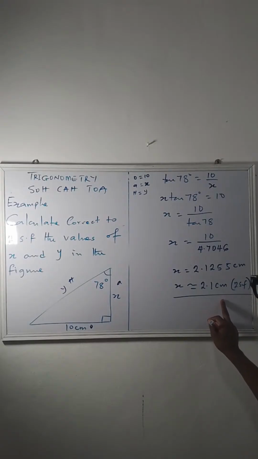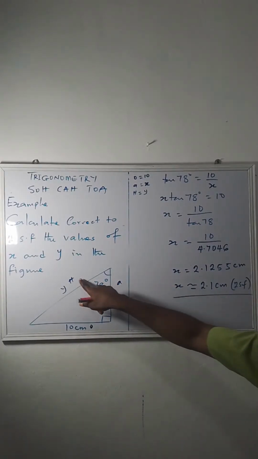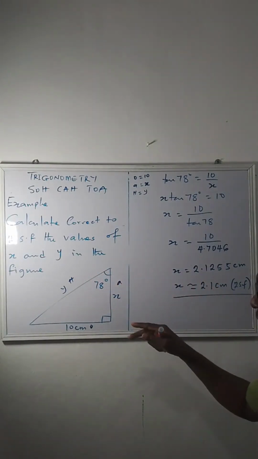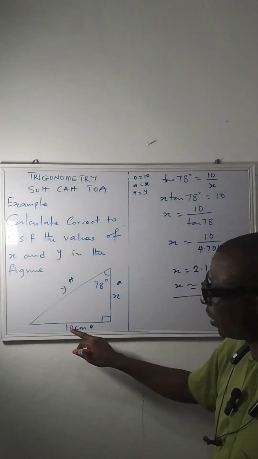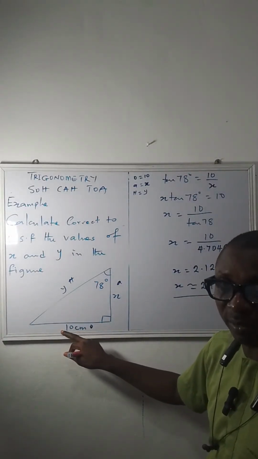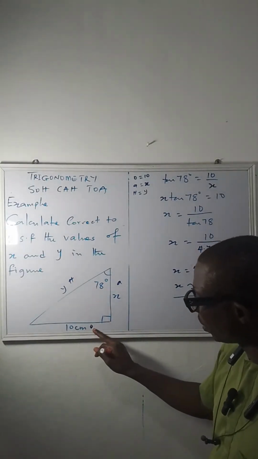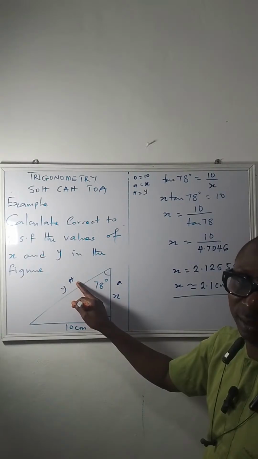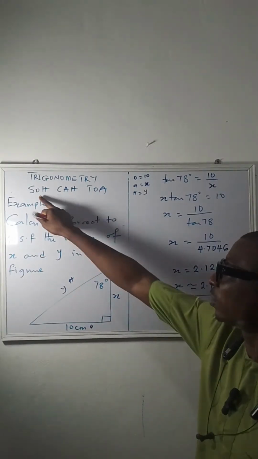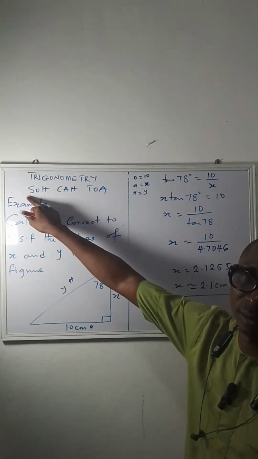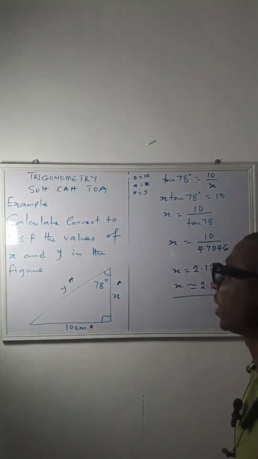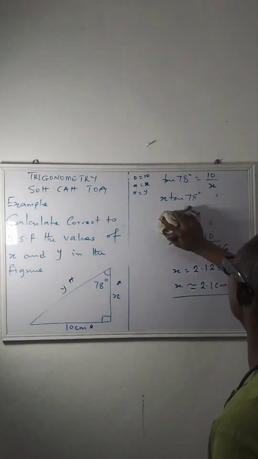So once there's a mistake, if your answer is wrong, by the time you start using it to do the next one, of course you are going to have a wrong answer. So it's always advisable that you connect the one that is given in the question with the unknown. So now I'll be considering opposite and hypotenuse here. That's going to be what? Sine. So opposite and hypotenuse. Okay, now let's do that.